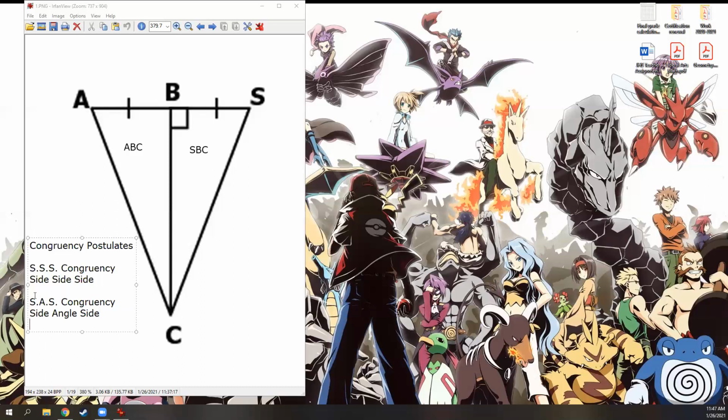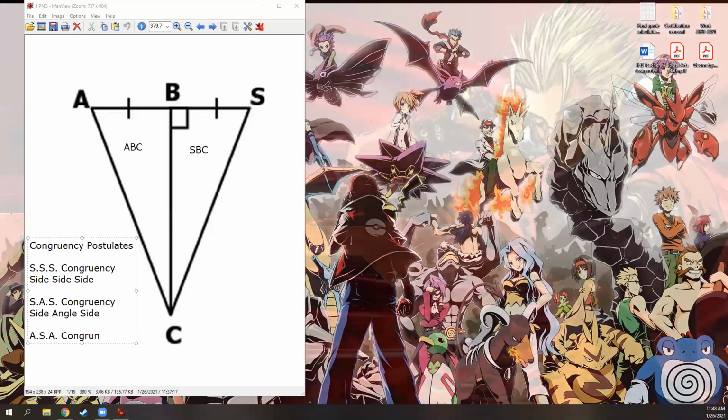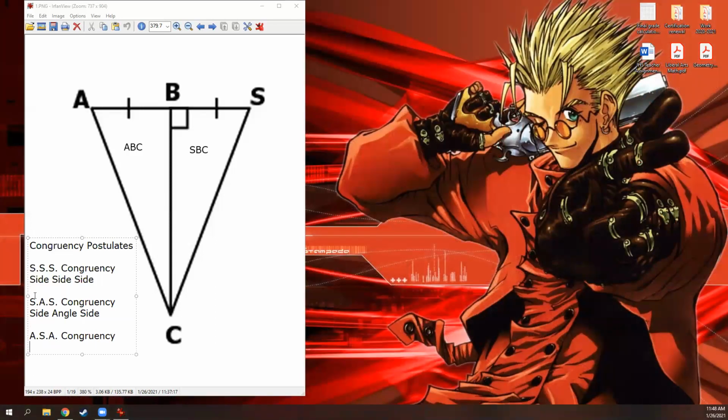So there are two more that are mildly more complicated. ASA congruency. Which I think you've got the handle. I'll quit the joke. You know, it's angle side angle. And then the last one, AAS congruency. Angle, angle, side. So you've got SSS, SAS, ASA, and AAS right now.